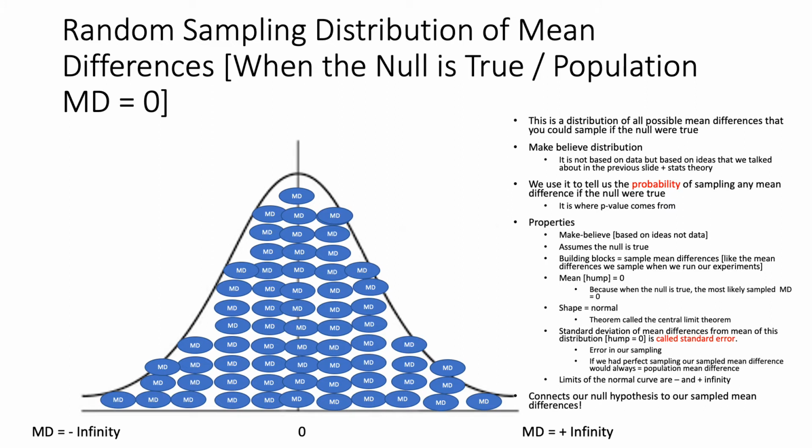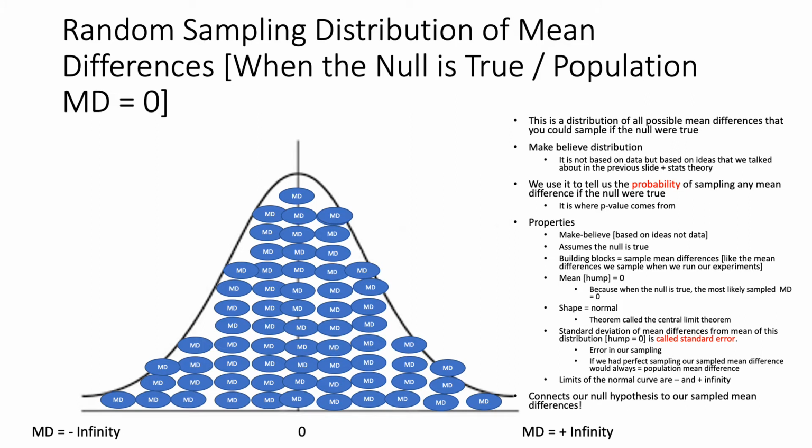Now, if the null hypothesis were true, the most commonly sampled mean difference is 0. You can see that line, that hump, the top of the hump and the line at 0. Well, that's the mean of the distribution. And why is that the mean? Because if the null were true, the most likely sampled mean difference is 0. It just makes sense. If the true population mean difference is 0, we are most likely to sample a mean difference of 0 as well.